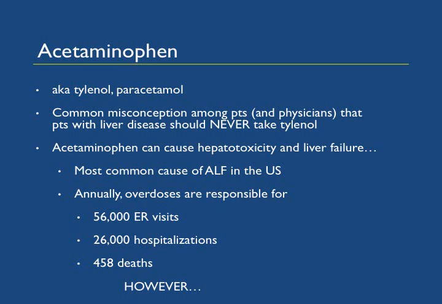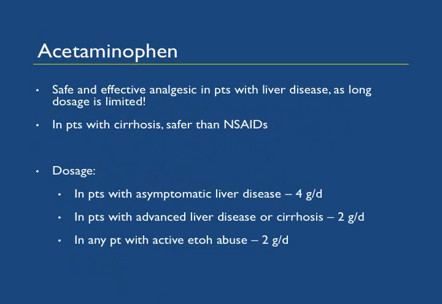However, acetaminophen is a safe and effective analgesic in patients with liver disease as long as the dosage is limited. In fact, in patients with cirrhosis, acetaminophen is actually a safer analgesic than NSAIDs. Therefore, the dosage should vary based on the severity of liver disease. In patients with asymptomatic liver disease, dosage should be limited to 4 grams per day. In patients with advanced liver disease or cirrhosis, dosage should be limited to 2 grams per day. And in any patient with active alcohol abuse, dosage should be limited to 2 grams per day.